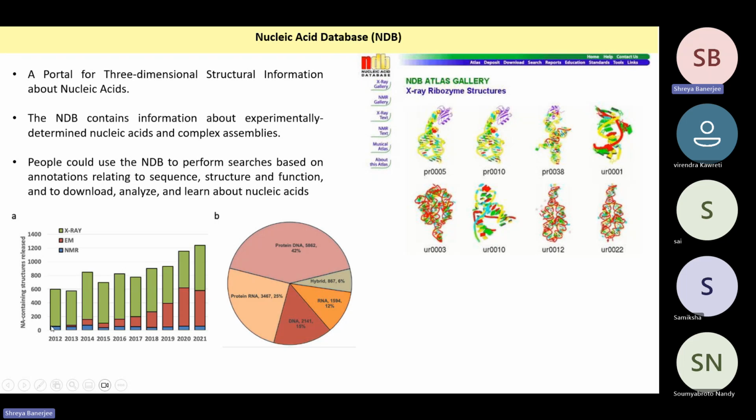And you can see initially most of the structures were determined by X-ray. But as the years are going, now you can see in 2021, the cryo-electron microscopy, this red bar, has increased a lot. So gradually now more and more structures are being determined using cryo-electron microscopy, and X-ray is still present, but slowly cryo-electron microscopy is overtaking it. And people, like they use the protein data bank, they can use the nucleic acid data bank to perform searches based on this code that defines each structure, and they can download and observe the structure to learn more about it.